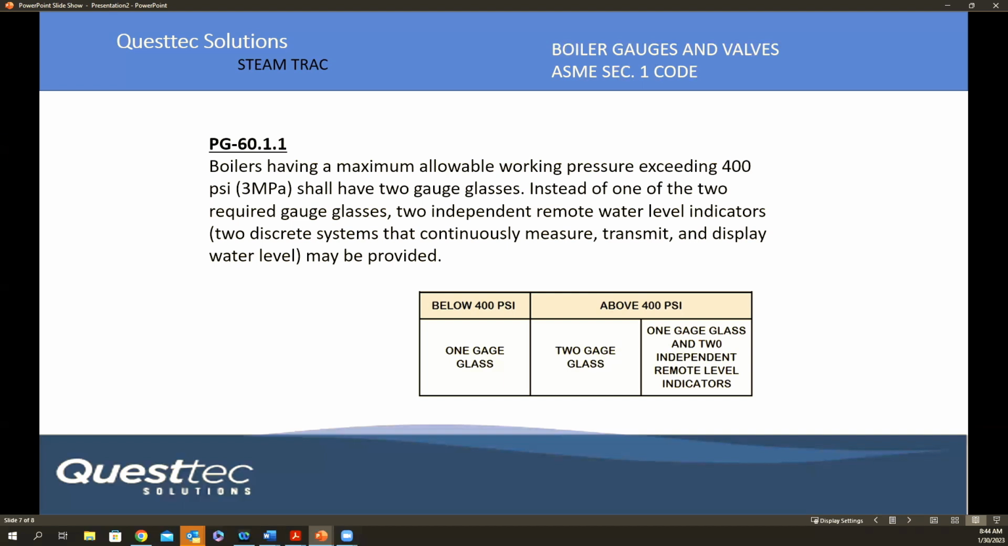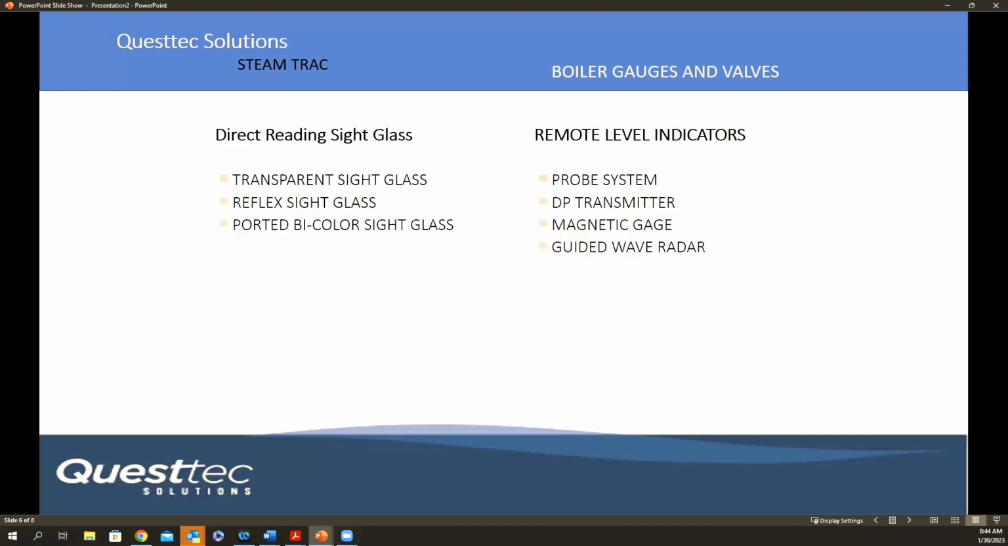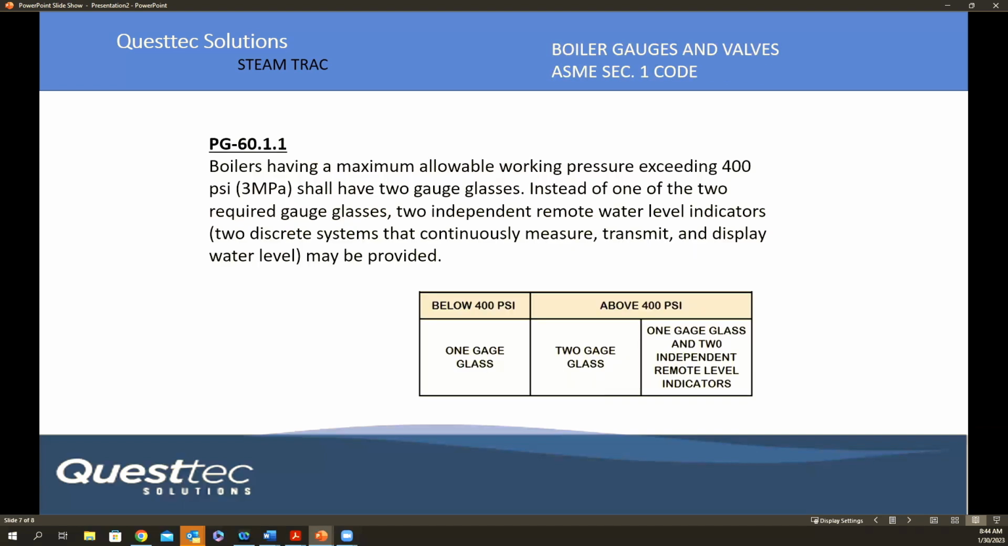So what is an independent remote level indicator? We'll go back. Probe columns, DP transmitters, magnetic level indicators under 900 pounds working steam pressure, and guided wave radar. So when you have customers that are dealing with issues with their sight glass, and they're frustrated with the constant repair.